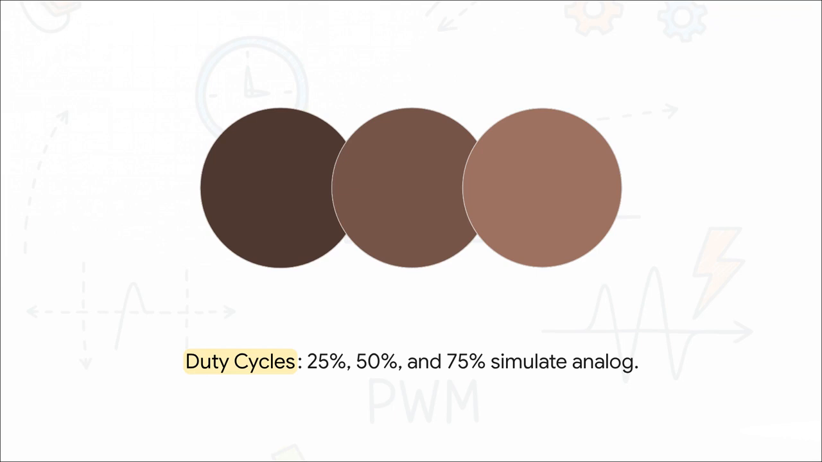Let's look at duty cycles. A 25% duty cycle has a short on time and a long off time, right? That produces a lower average power. At 50%, the on and off times are perfectly equal. And at 75%, that much longer on time simulates a significantly higher power output.